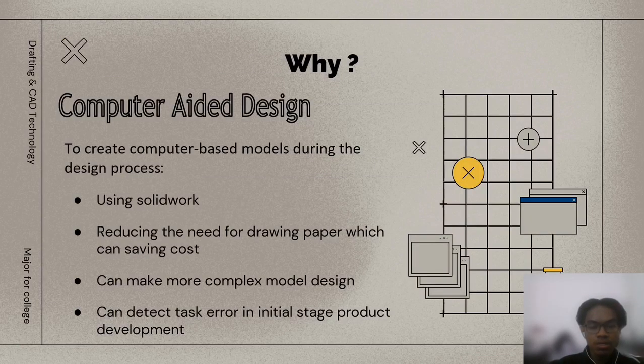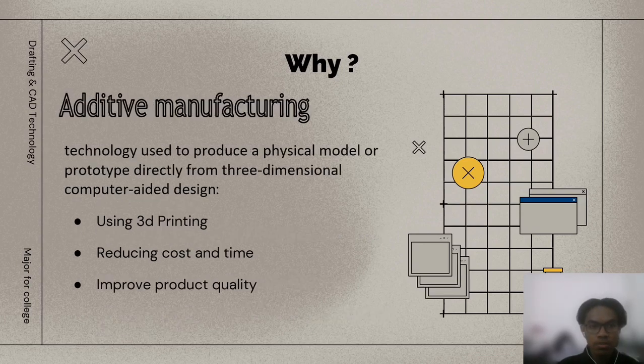Why do we use computer-aided design? Because it creates a computer-based model during the design process. Additive manufacturing is a technology used to produce a physical model or prototype directly from a 3-dimensional computer-aided design.